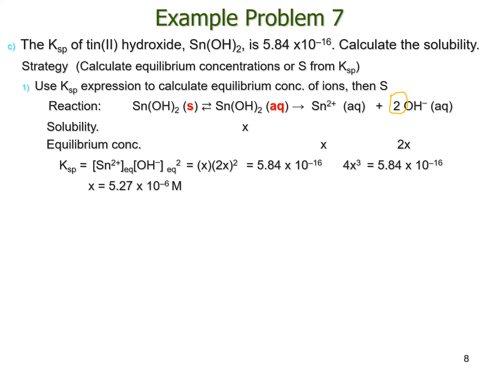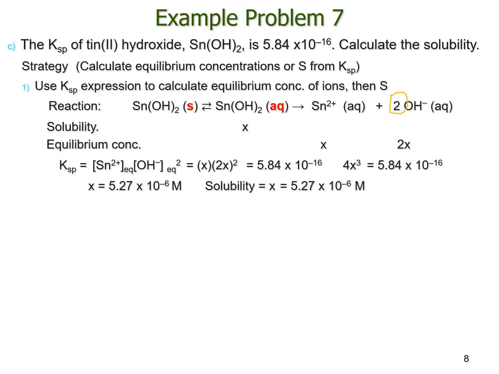So x is equal to 5.27 times 10 to the negative 6 molar. And we understand x actually is the solubility. So solubility equals 5.27 times 10 to the negative 6 molar. So that is the end of the question.